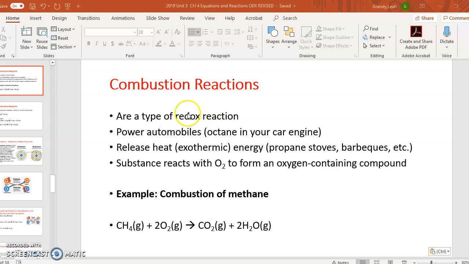So a redox reaction is, think about splitting this down the middle here, RED for reduction, OX for oxidation. It's a combination. Two different things have to happen to have what's called a redox reaction. We have to have reduction and oxidation. This is one of those types.